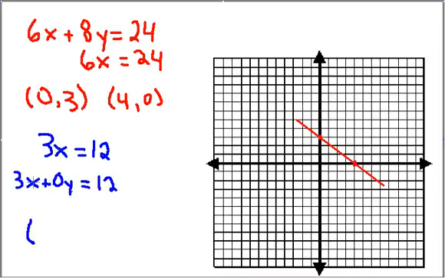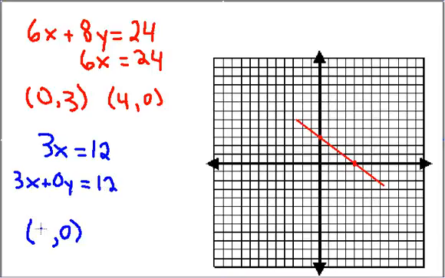And instead of making x 0, let's make y 0. And remember, by making y 0, we're going to find the x-intercept. Well, let's make y 0. What's 0 times 0? 0. What's 3x plus 0? It's just 3x. So then, we now have 3x equals 12.